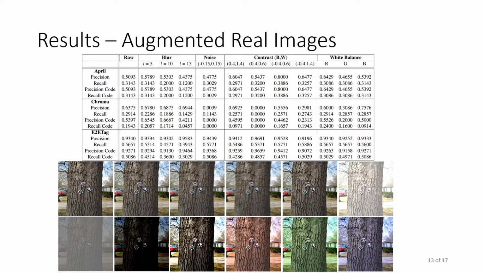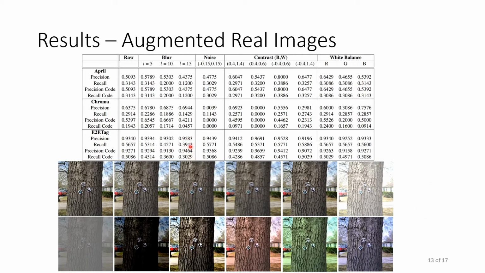The most significant degradation for E2ETag is large blur, additive noise, and heavy green-white balance. ChromaTag appears to be particularly sensitive to noise and low contrast. In fact, it fails on all low contrast images. This is likely due to its detection algorithm not including an adaptive threshold and requiring the threshold of gradients to be manually set. For our tag, we experience minimal degradation on all augmentations except for large motion blur.